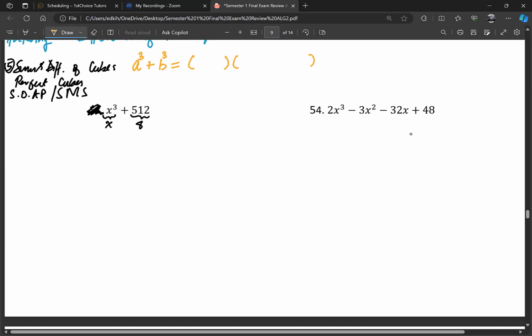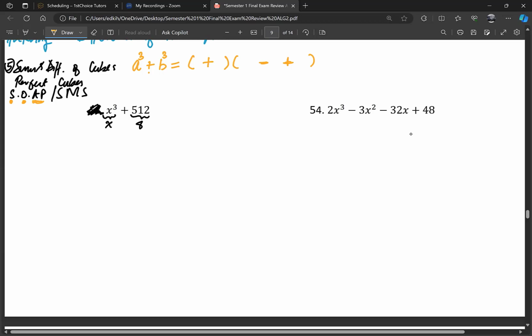Let's talk about the signs. We use SOAP to help us remember the signs that go in those parentheses. S stands for same, O stands for opposite, AP is always positive. So same sign, which means it has to be a plus, opposite, and then always positive. SOAP is for helping you remember those signs.